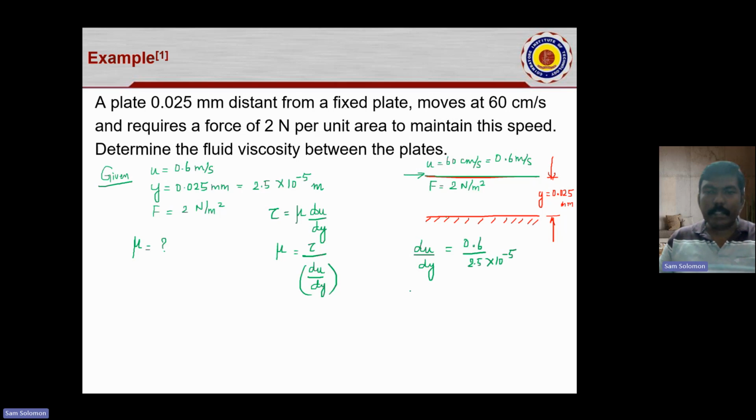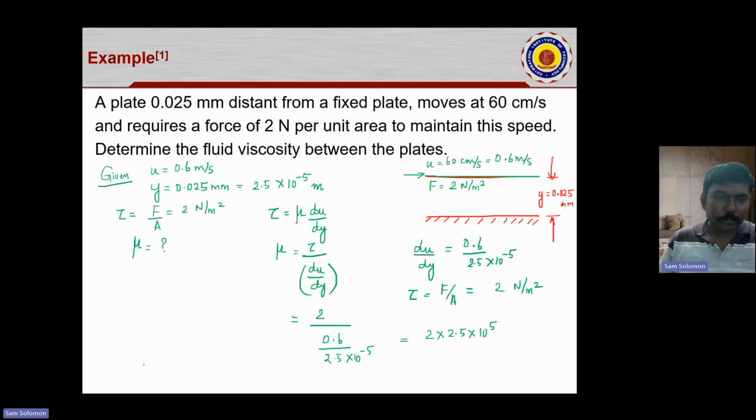And what is this tau? This tau is going to be force per unit area, and that is what is given to us over here. This is actually F by A. So what is given to us is actually the tau, which is 2 Newton per meter squared. So all I have to do is directly substitute it over here: 2 divided by 0.6 divided by 2.5 into 10 to the power minus 5.